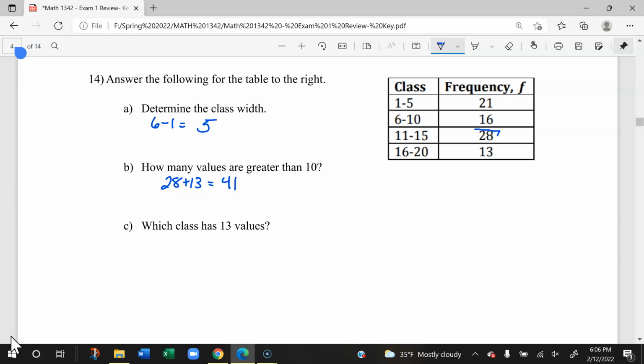Now, where it says greater than 10, it's not asking us how many classes are greater than 10, or in other words, which one of these are greater than 10. It's asking us, look at your classes, find where the 10 is, and then add up those frequencies. Now, which class has 13 values? That one you just go to the frequency of 13, and that's going to be 16 to 20.